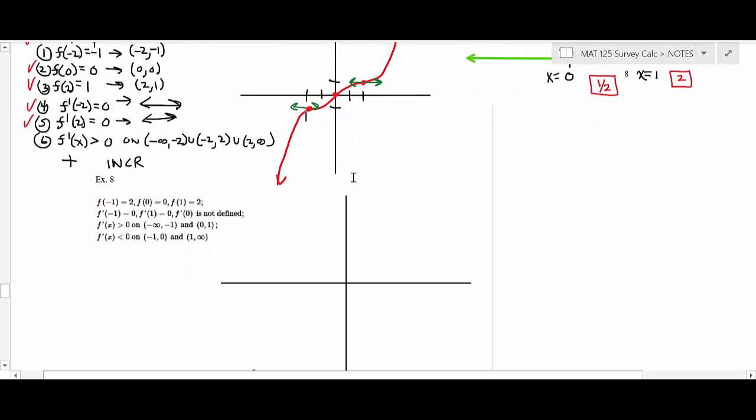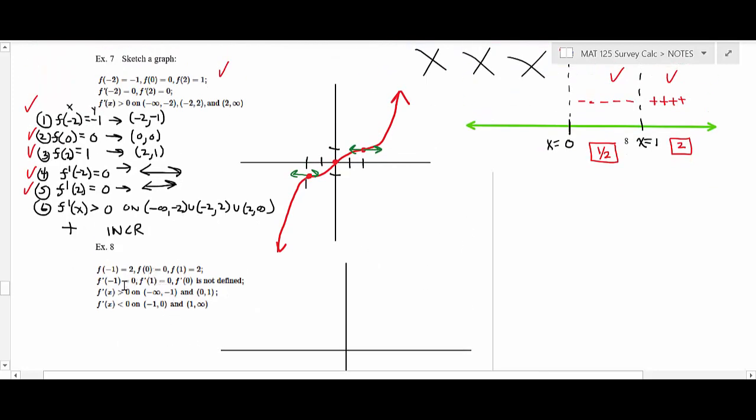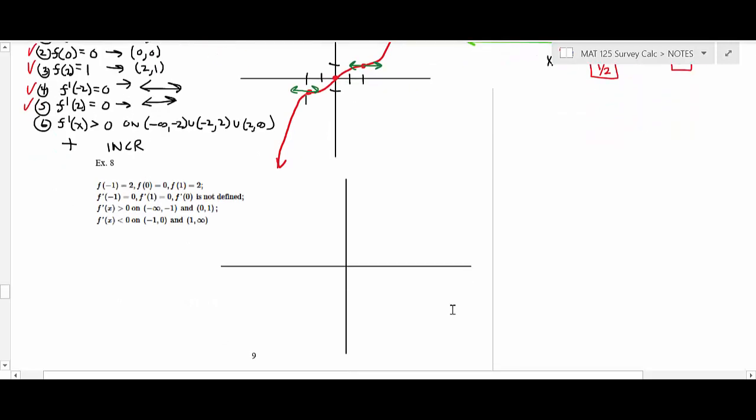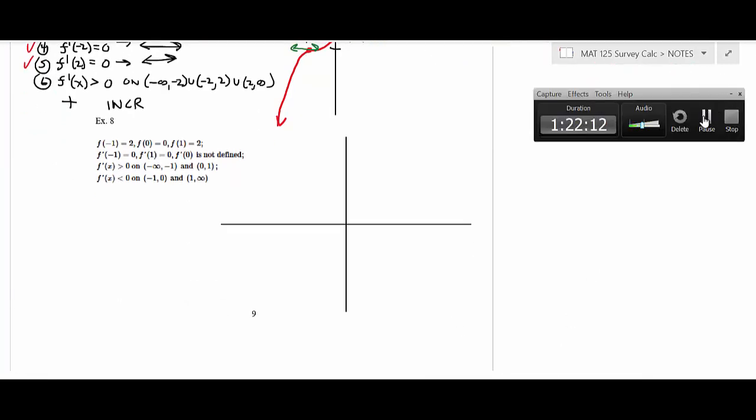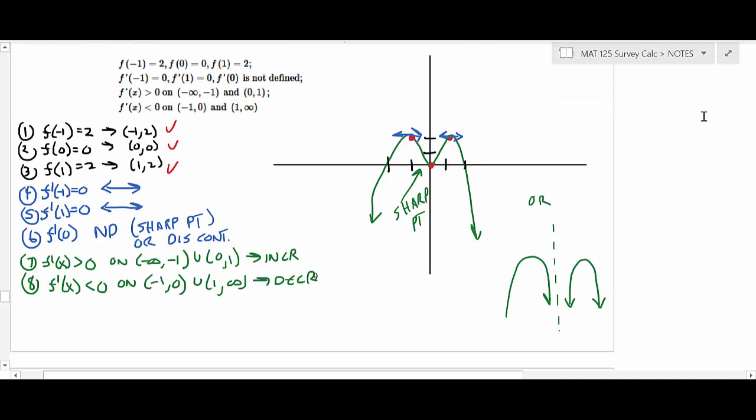Now I'm going to let you pause the video and try your best to see what you get on example 8. There's more than one answer. Your graph just has to show that every one of these conditions holds in your graph. But your graph can be different, okay? There's different ways to get a right answer on that. So go ahead and try that yourself and come back and check and see if you got kind of what I got.